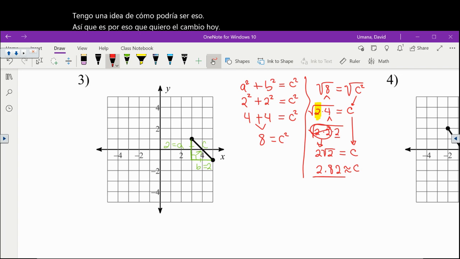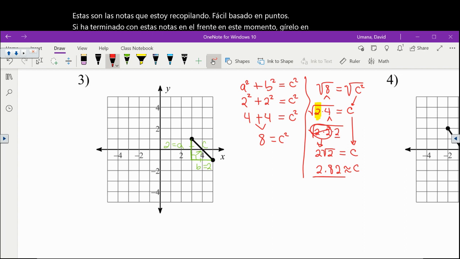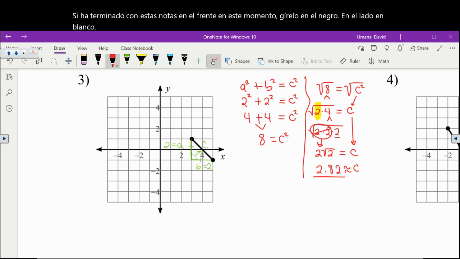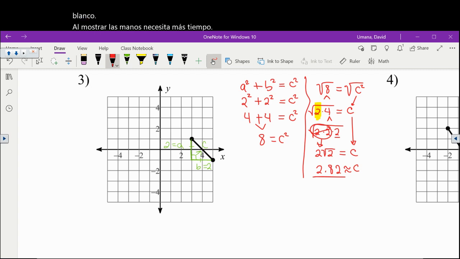Question on either of the first two? The paper right now is notes. I'm collecting notes today. These are the notes I'm collecting. Easy points, basically. If you are done with these notes on the front right now, turn it over on the blank side. Right. And by a show of hands, who needs more time? Okay. Let me know when you're ready. Let me update the attendance.